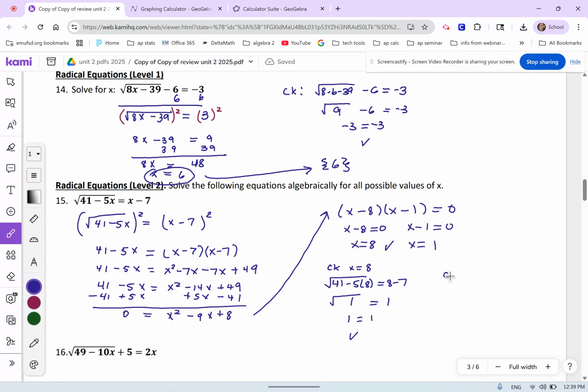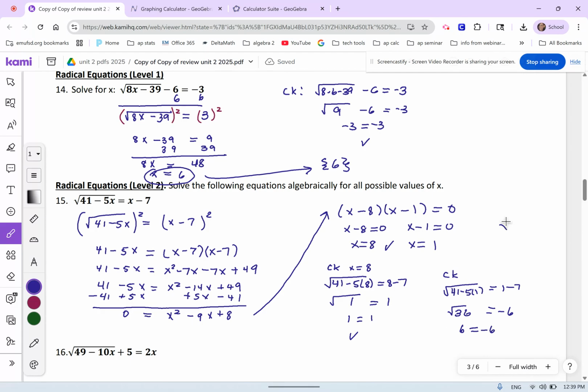And now we're going to check x equals 1. Is it equal to 1 minus 7? This becomes 41 minus 5, and 41 minus 5 is 36. Is it equal to negative 6? And be careful here. This is not an incomplete quadratic equation. It's just the positive square root of 36, which is 6.